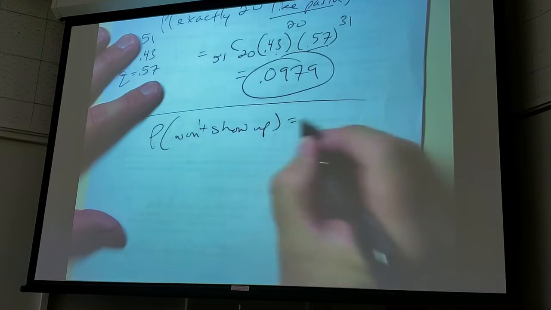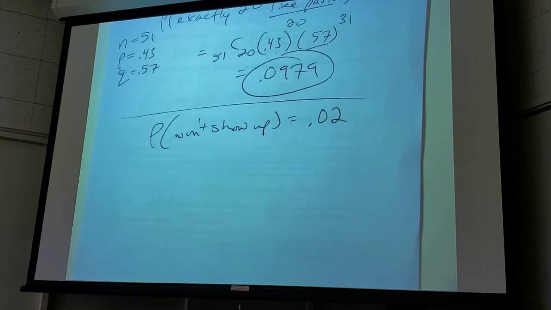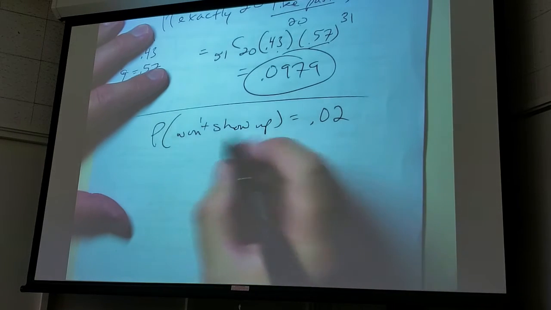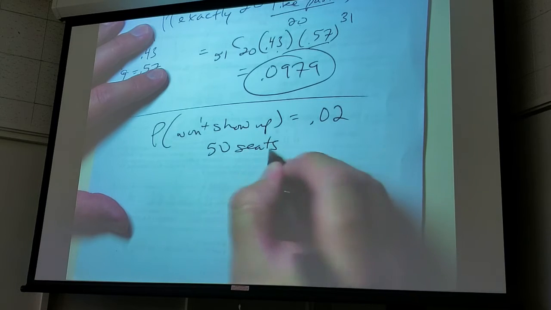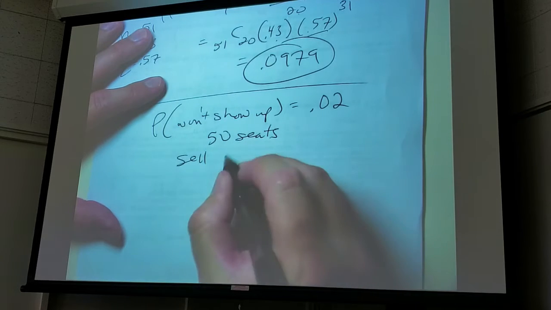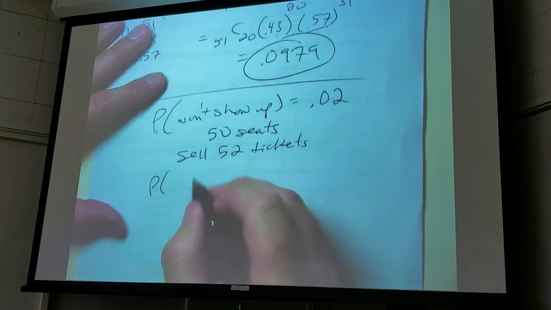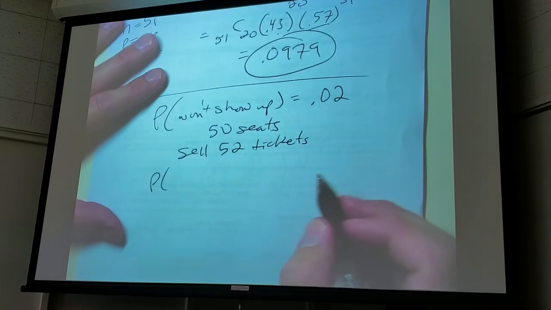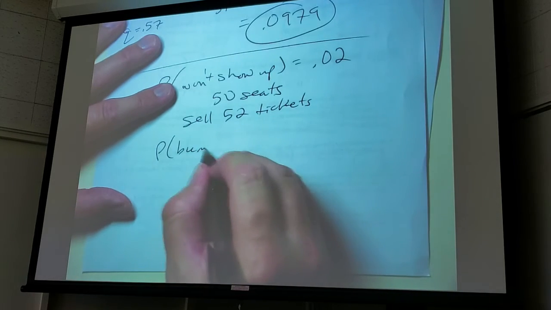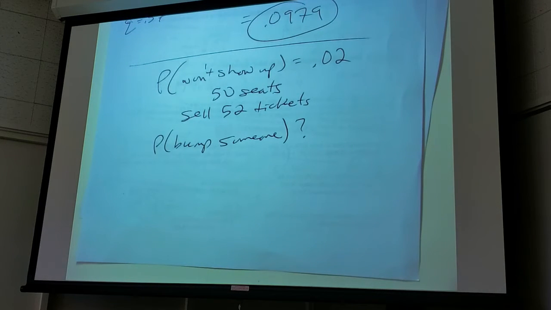Right, and let's say that the probability somebody won't show up is, let's say it's a 2% chance, right? I don't know what it really is. And let's say that this plane, a relatively small plane, has 50 seats. And let's say that they sell 52 tickets, right? So what's the probability that, what am I trying to say? That they'll have to bump somebody. So what would that mean?